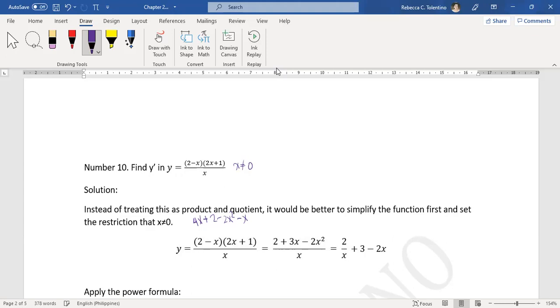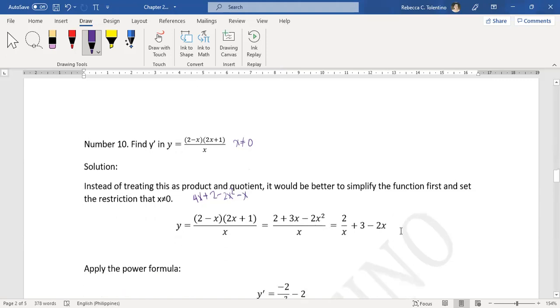Since the denominator is simply x, we can just distribute x to each of the terms in the numerator. So 2 over x is still 2 over x. 3x over x becomes plus 3. And minus 2x squared over x is minus 2x. So now that we have this, instead of doing the quotient rule, we can just simply apply the derivative rules.